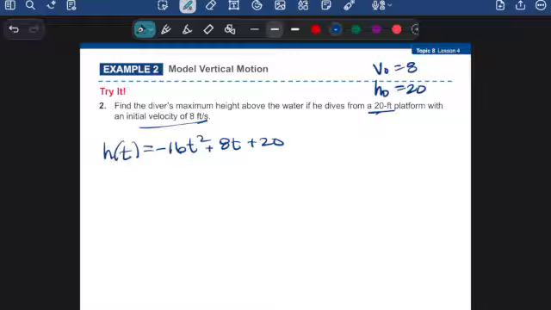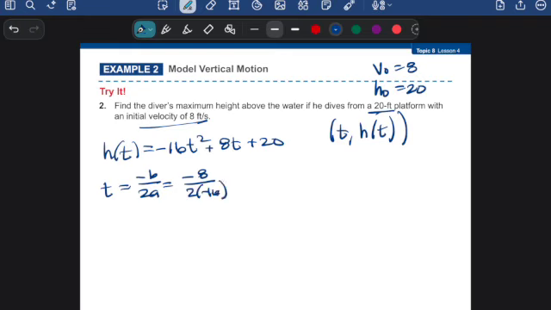Okay, and then we're going to find our x value for the vertex. Technically, we should use t because that's our input. So our vertex is going to be t, comma, h of t, technically, since our input is represented by t instead of x. Don't be confused, it's the same formula. Opposite b over 2a. b is 8, 2 times negative 16. So t is going to be 1/2 divided by 2, which is 1/4.